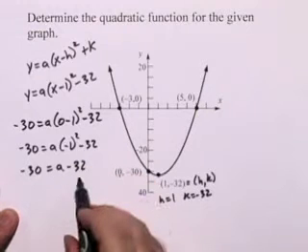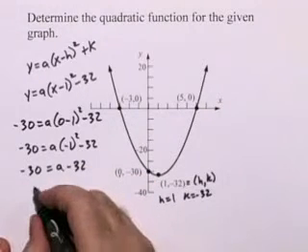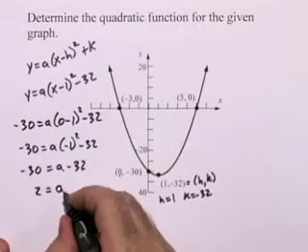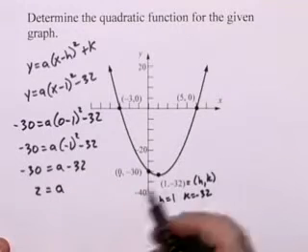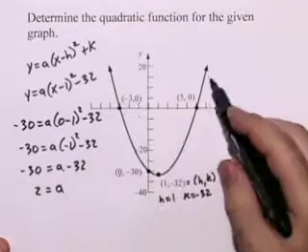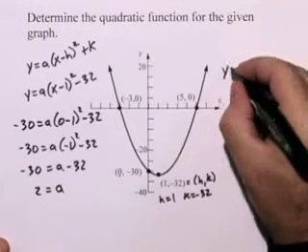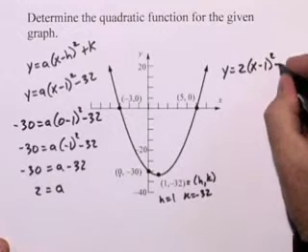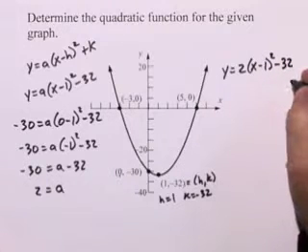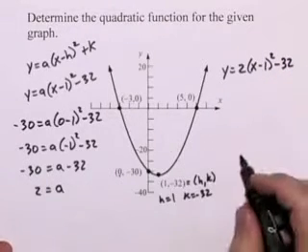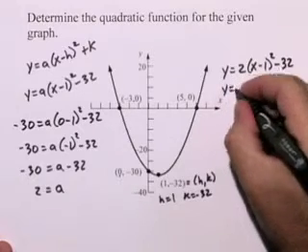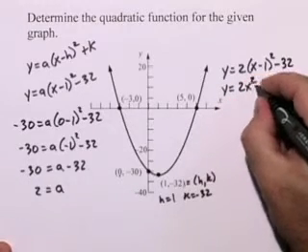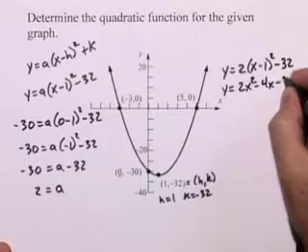And to solve for a, just add 32 to both sides. That will give us a is equal to 2. So the quadratic function that represents this graph will be y equals 2 times (x minus 1) quantity squared minus 32. If we want to expand that out, we'll end up with y equals 2x squared minus 4x minus 30.